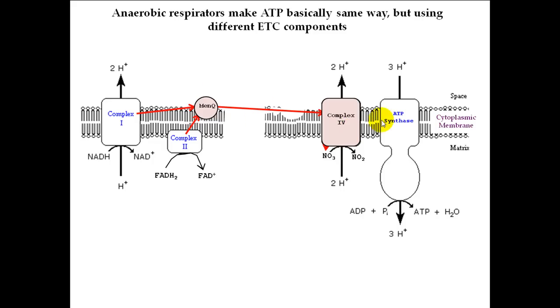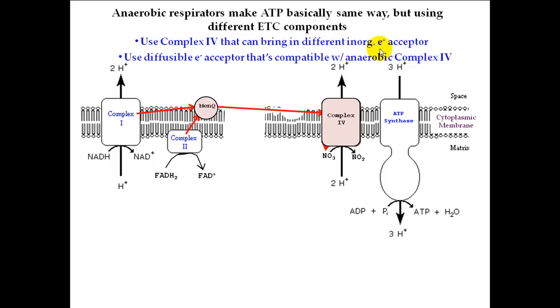So again, what we're doing here is taking a look at some of the differences that you would find in the electron transport chain of anaerobic respirators. To sum up, here are the differences. Anaerobic respirators use a different complex 4 that's capable of bringing in a different inorganic electron acceptor besides oxygen. And also, anaerobic respirators use a diffusible electron acceptor. In other words, something like menaquinone that's compatible with this complex 4 that anaerobic respirators have to use.